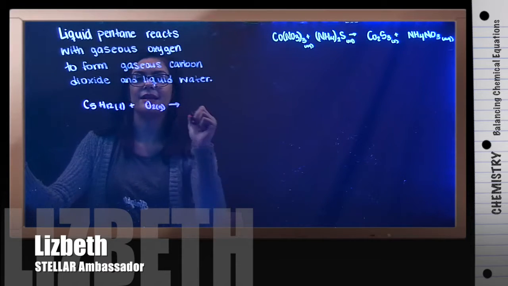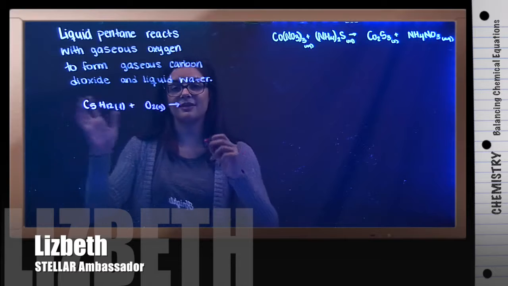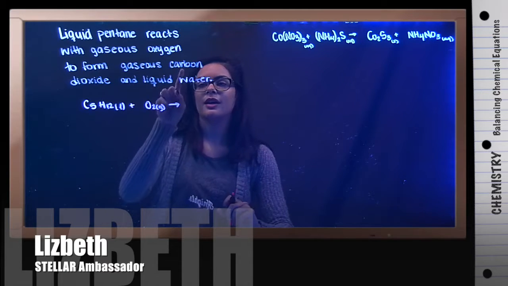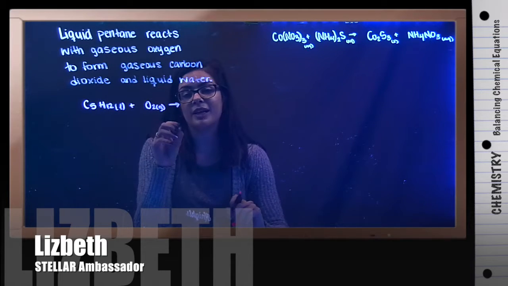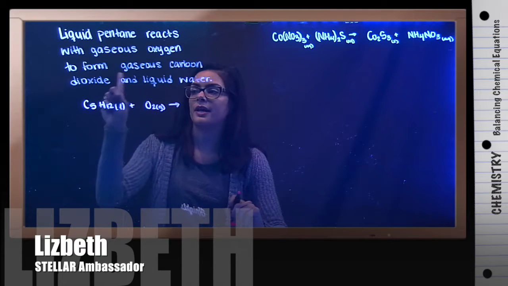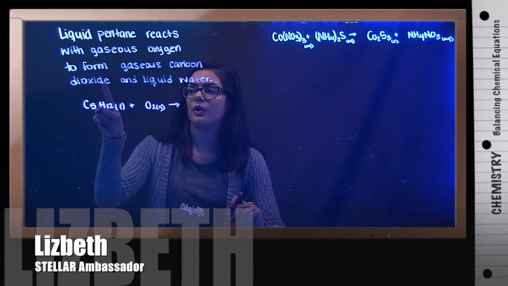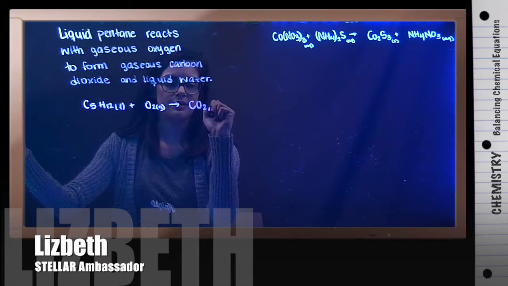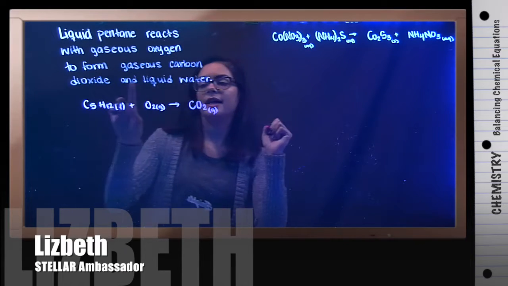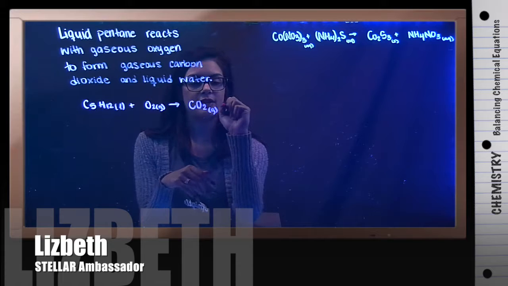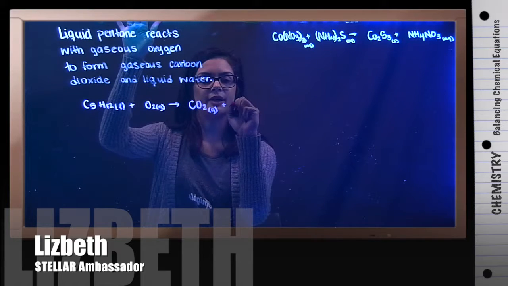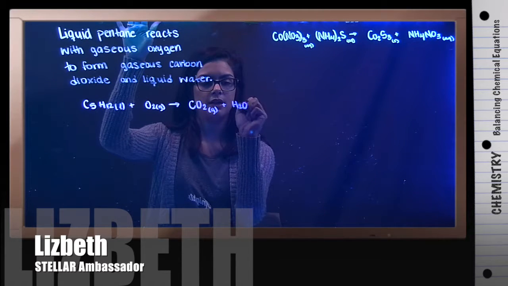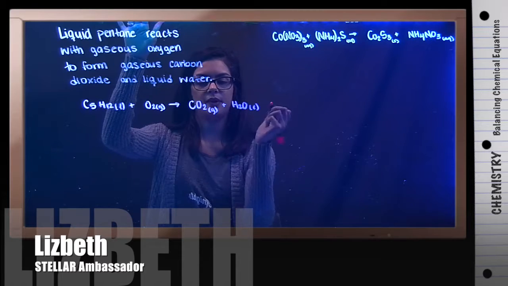And it says it yields gaseous carbon dioxide. So from what we know about naming, carbon dioxide, we know that's a covalent molecule. So there's one carbon, and di means two, so two oxygens. One carbon and two oxygens, and this is a gas. And then we have liquid water. Water is H2O, so we're going to go ahead and write that. And it's a liquid. All right.